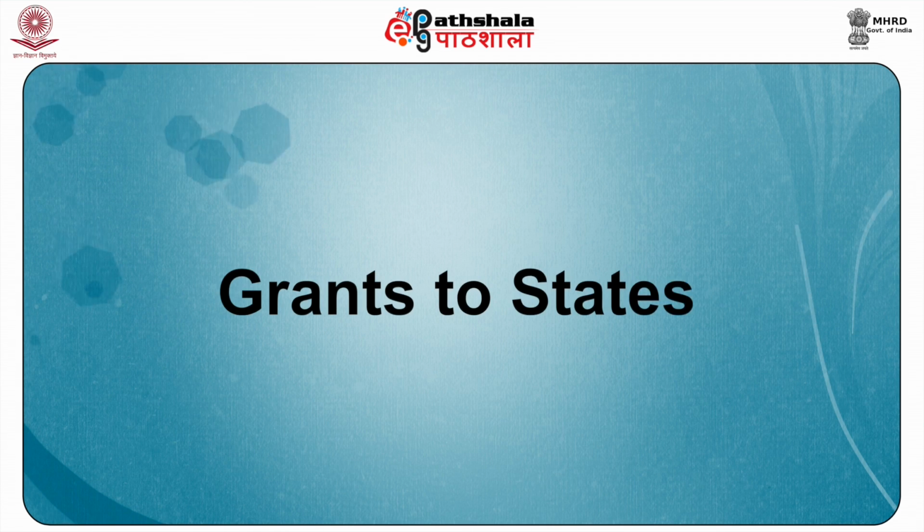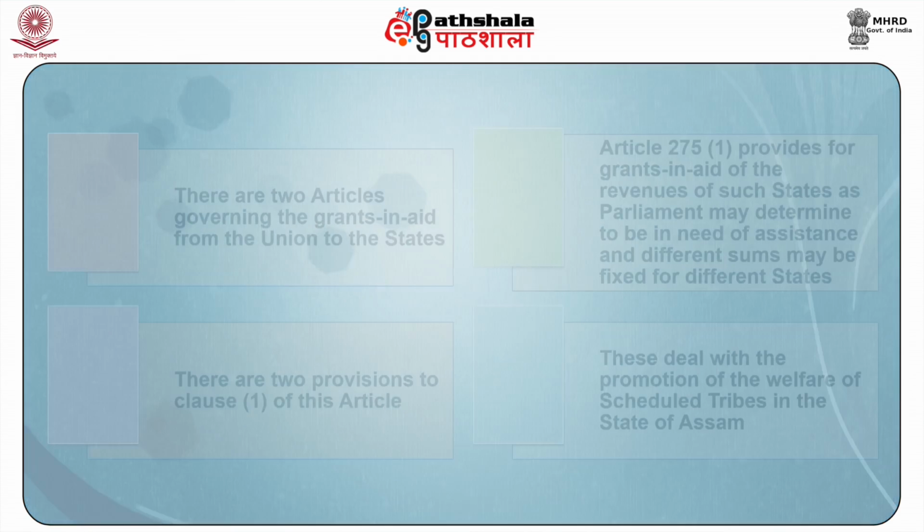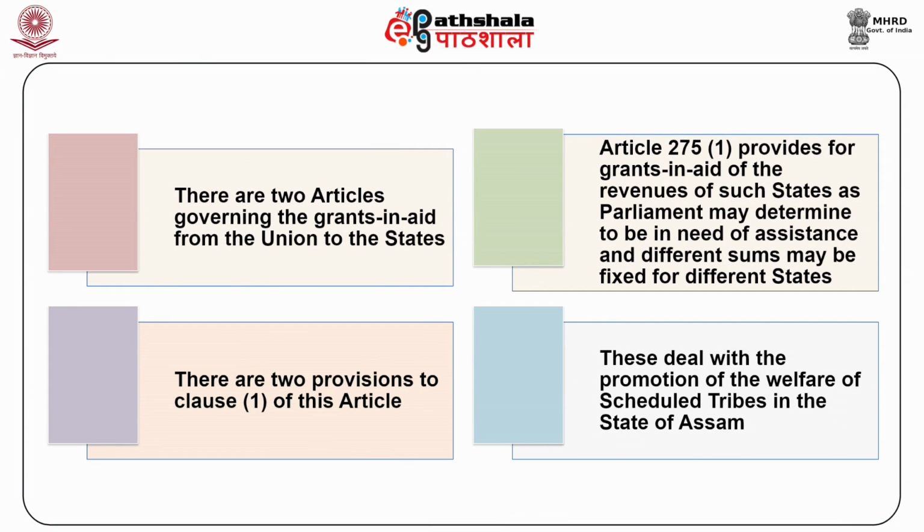Now, we will discuss the grants to states. There are 2 articles governing the grant in aid from the Union to the states. Article 275 subsection 1 provides for grants in aid of the revenues of such states as Parliament may determine to be in need of assistance, and different sums may be fixed for different states. There are 2 provisions to clause 1 of this article.